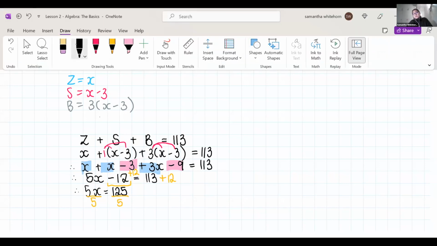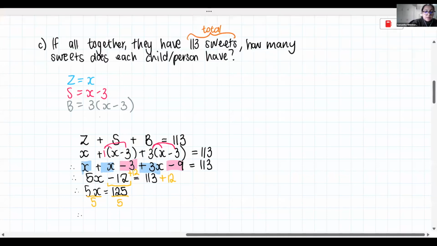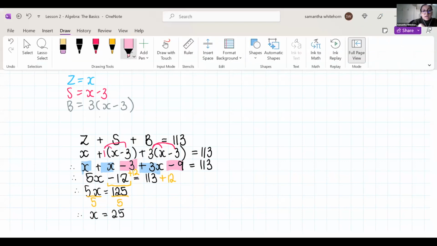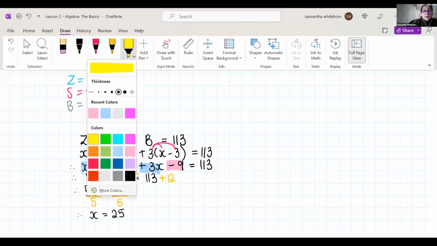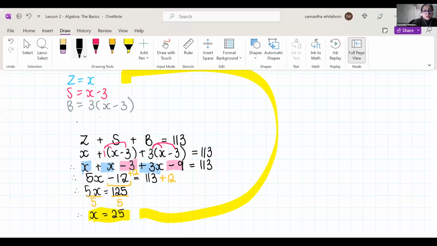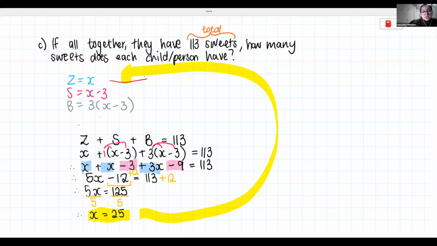So if we now go and divide 125 by 5, we end up with 25. And so what we have is that x is 25. So we can now take this information and go back and work out how many sweets each of them has. Clearly, Zintle has 25 sweets.